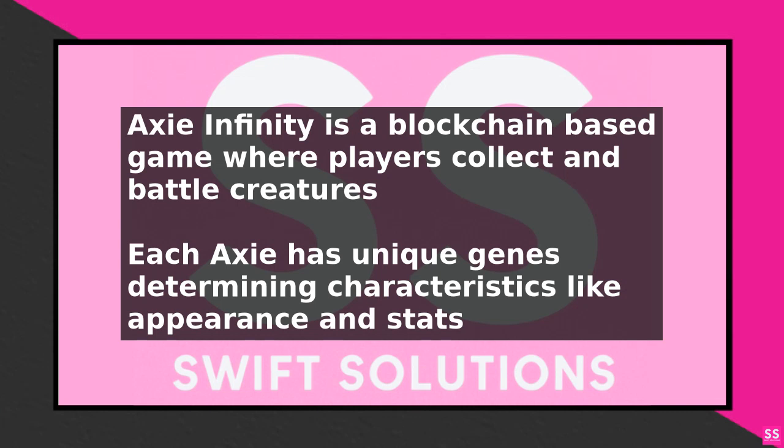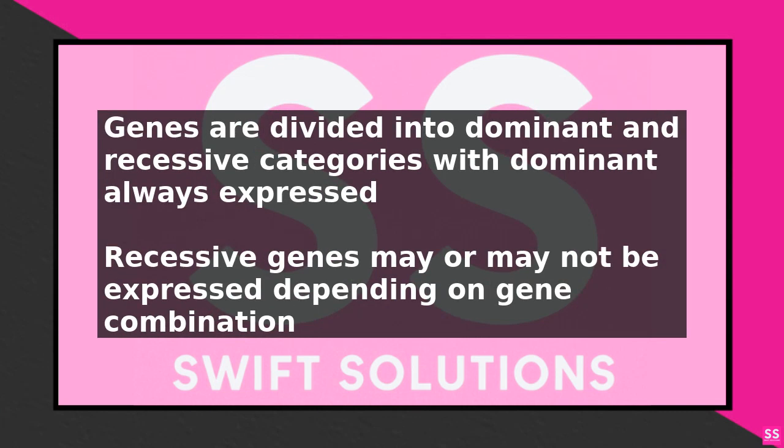There are 6 different body parts that make up an Axie's genetics: eyes, ears, mouth, horn, back, and tail. Each body part has 3 different genes, 1 dominant gene and 2 recessive genes. This means that there are a total of 18 different genes that can be combined to create a unique Axie.